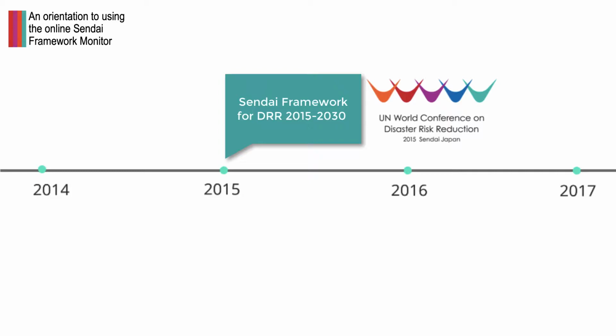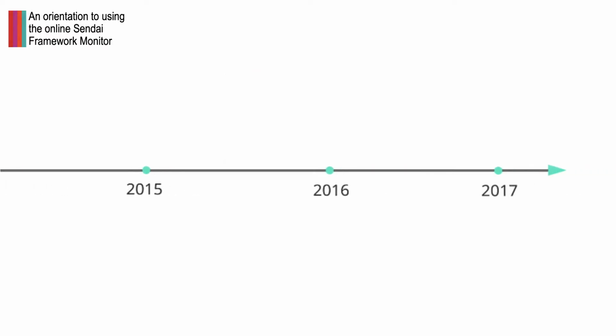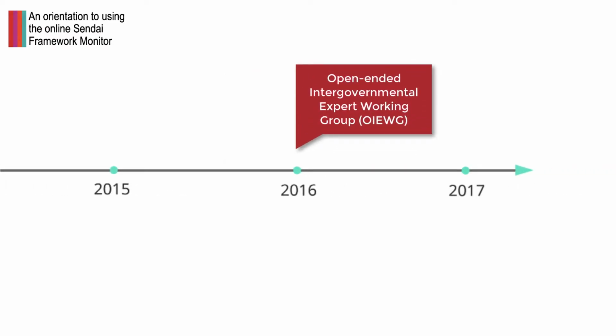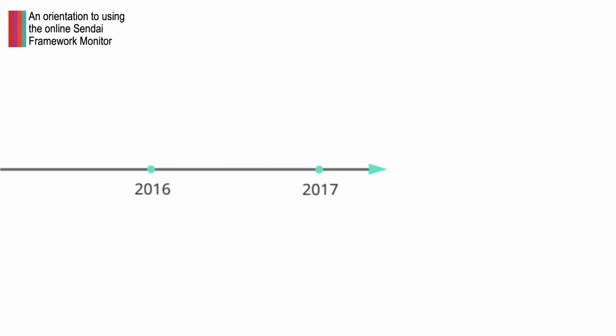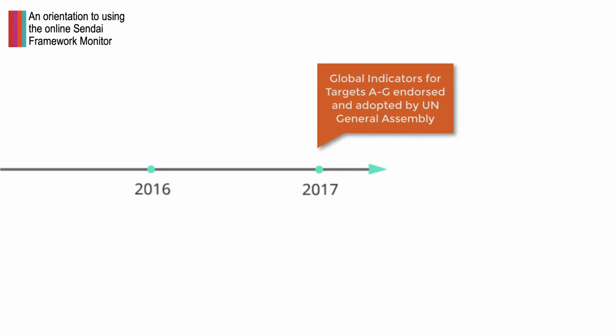Since the adoption of the Sendai Framework by the UN General Assembly, the Open-Ended Intergovernmental Expert Working Group, or OIEWG, was established by the UN General Assembly to develop a set of indicators to measure global progress in the implementation of the Sendai Framework and update terminology on disaster risk reduction. After the working group met for over a year, the draft of global indicators for targets A to G was endorsed and adopted by the UN General Assembly in 2017.